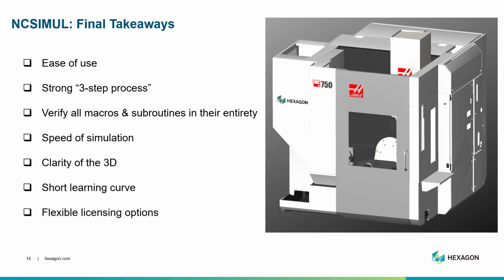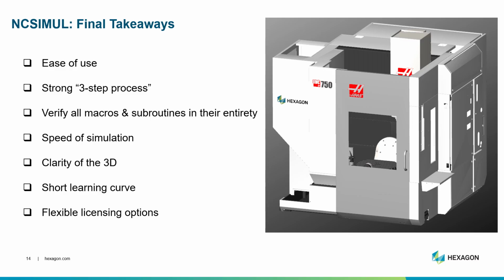The next is the strong 3-step process that we've outlined. So once again, verification of the code or validation of the decomposed code, the simulation where the material removal comes off, and the part inspection at the end. The other thing that NC Simul does is it verifies all macros and subroutines in their entirety. So when we're building the machine digital twin, we're going to download the archive from the real machine, meaning that anytime something is called inside the NC Simul environment, and I will show you exactly what I mean when we get into it, that means it's doing the exact same thing that the real machine is using and mimicking what yours is doing exactly.